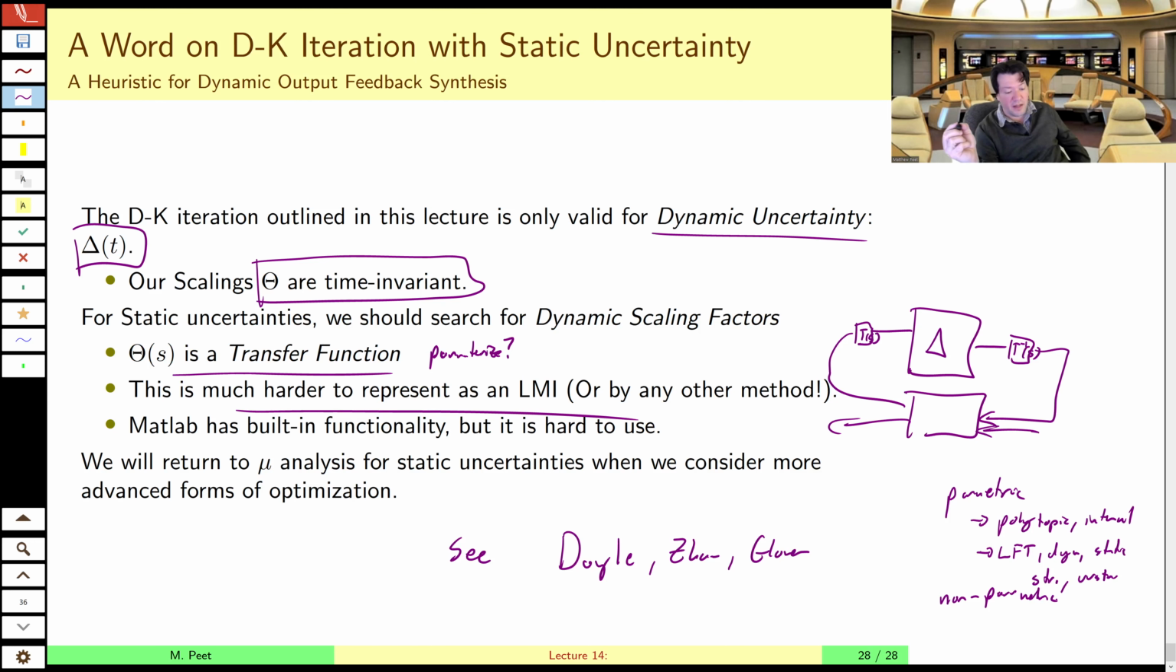And I hate to say it, but this is really just the tip of the iceberg in terms of types of uncertainties that we can consider. Although it's definitely the highlights. We've covered the highlights of robust control. I think the cases we covered are probably approximately 90% of the useful literature on robust control.